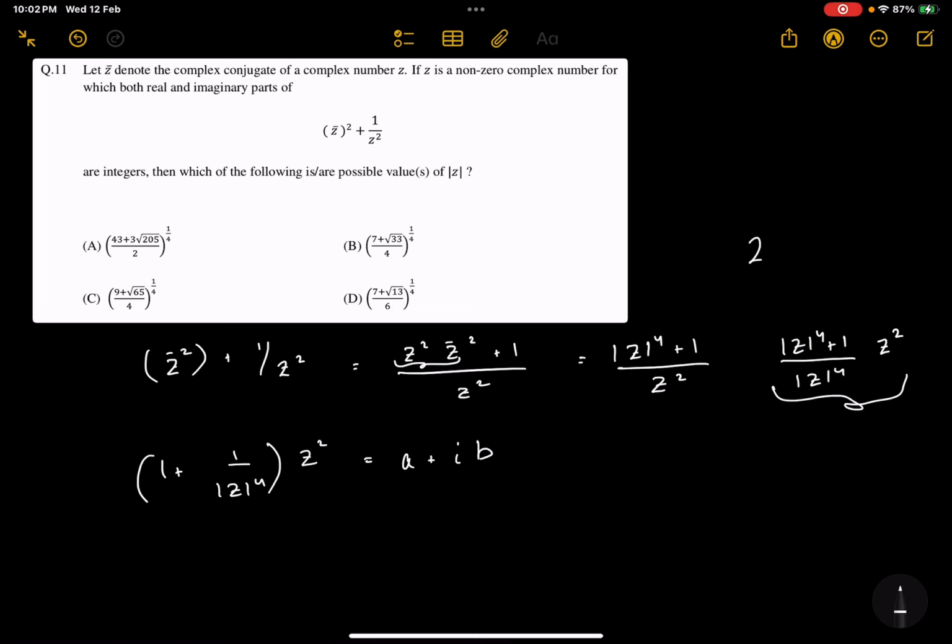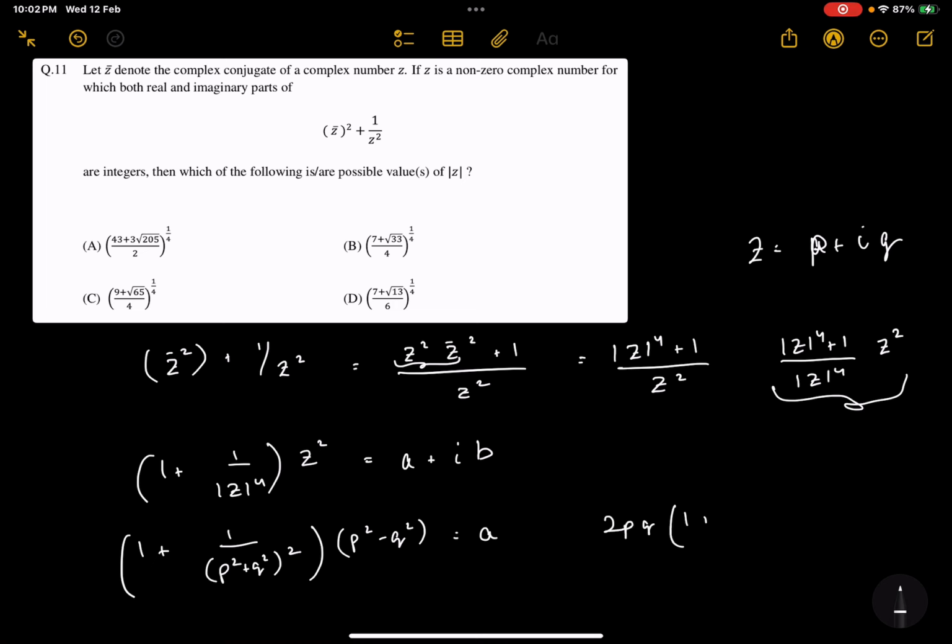So if z is p plus iota q, we have 1 plus 1 upon p square plus q square whole square into p square minus q square equals a, and 2pq plus 1 upon p square plus q square whole square equals b, and both of these are integers.